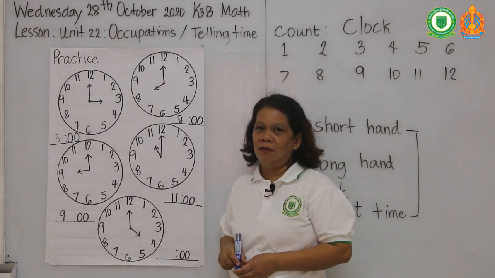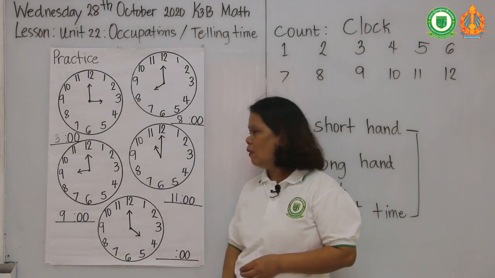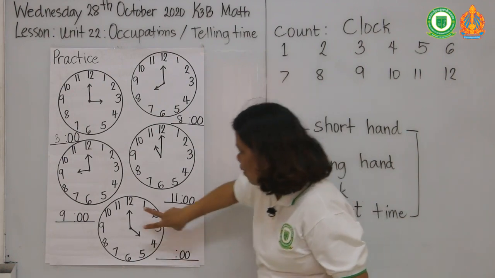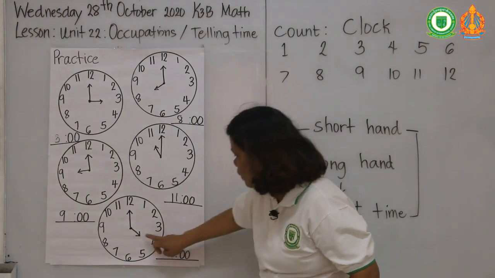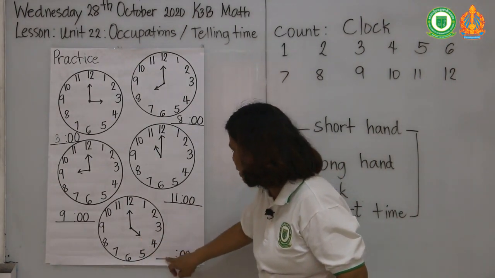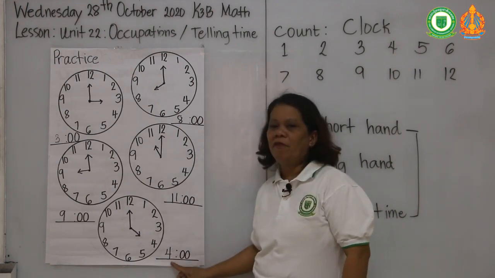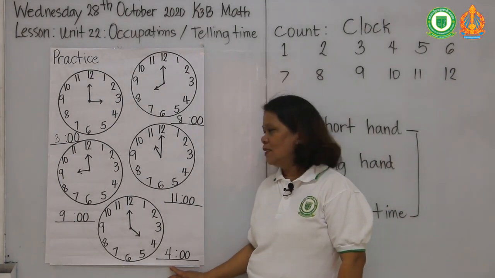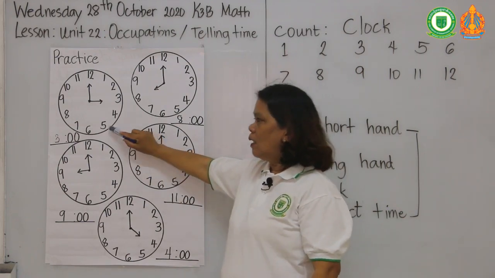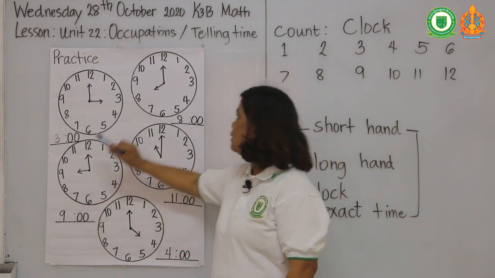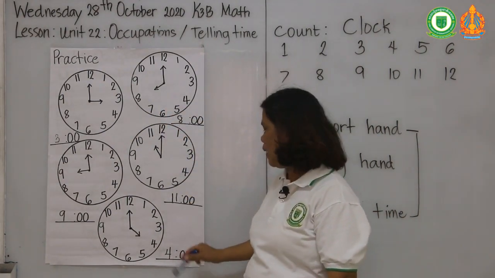It's 11 o'clock. About this one, what time is this? You see the long hand pointing to number 12, so you put 0, 0. The short hand is pointing to number 4, so you're going to write 4. It is 4 o'clock. Do you understand? Again, 3 o'clock, 9 o'clock, 8 o'clock, 11 o'clock, and 4 o'clock.